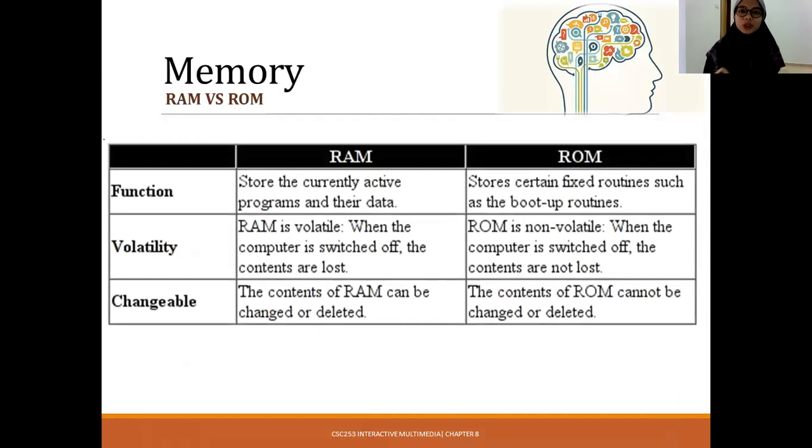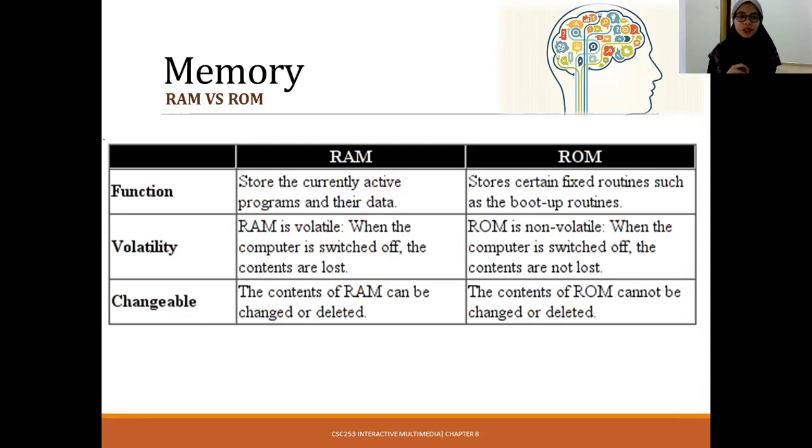Okay, let's look at first. We compare in terms of function. So RAM stores the currently active programs and their data. So anything currently run itu berada dalam RAM. Itu run apa itu berada dalam RAM. While for ROM, it stores certain fixed routines such as the boot up routine. So start from BIOS lah. This is quite OS sikit lah, belajar operating system kan. Letak dalam BIOS dekat mana, dengan backup semua tu, itu semua dalam ROM lah.